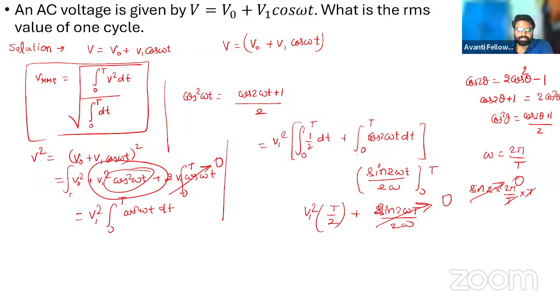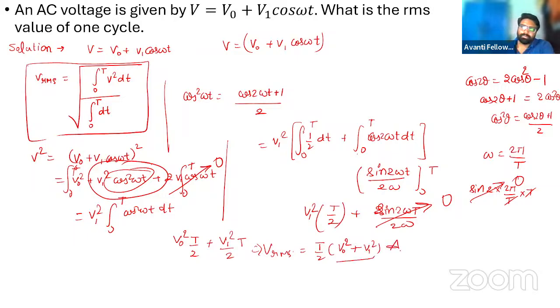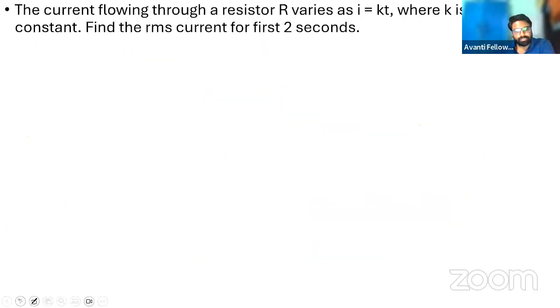But integration तो इसका भी होगा ना, v naught square का. So it will also become v naught square into t by 2 plus v1 square by 2 into capital T. So what we can do, the VRMS value here is root of t by 2 v naught square plus v1 square. Okay. So this is a kind of question you can expect in your examination. Not exactly like this, but similar to.